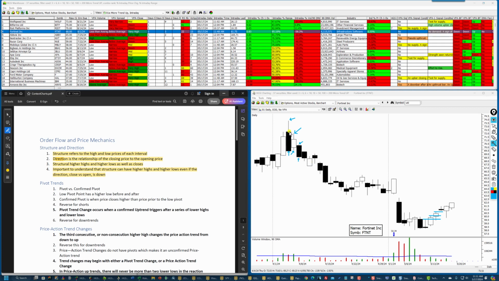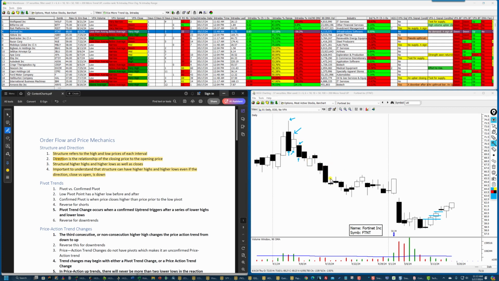Now this could be considered both a pivot trend change, with this being the high pivot and the confirmation down here, or it could be a price trend change as the structure went from positive to negative, and this, even though it's a white candle, the structure is considered to be down because there's a lower low and a lower high compared to the prior day's candle. Now here the structure is actually positive even though it's a black candle, because this high is higher than this high and this low is higher than this low, but then it totally collapses.